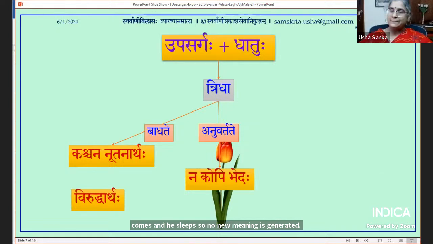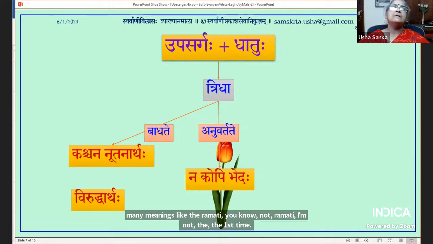Okay, so for example, vishati, he enters; pravishati, same thing. No change at all. There are many meanings like Ramate, no, not Ramate, Viramate. Ramate, Viramate is the first kind. There are many like that, we can have examples for that.